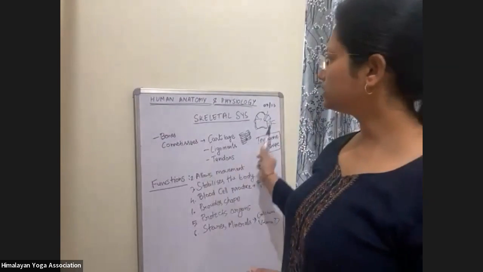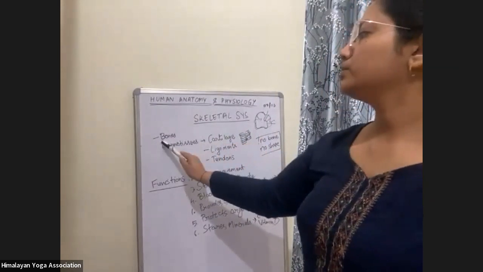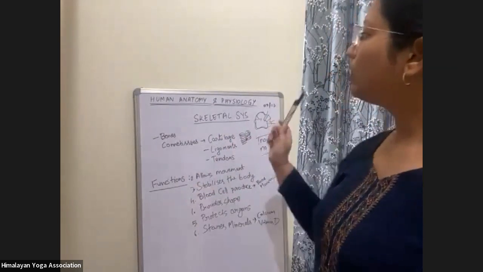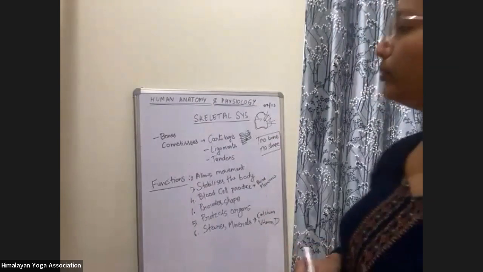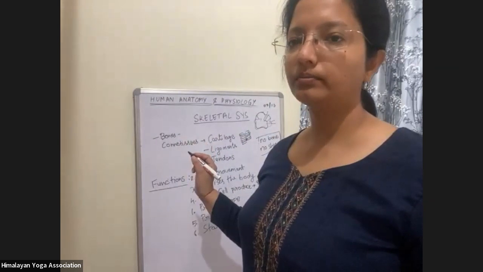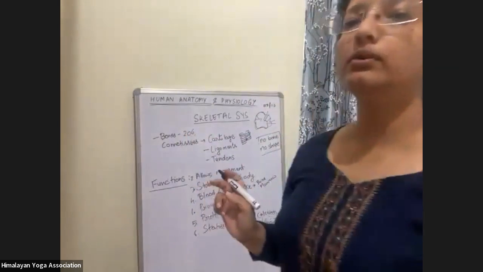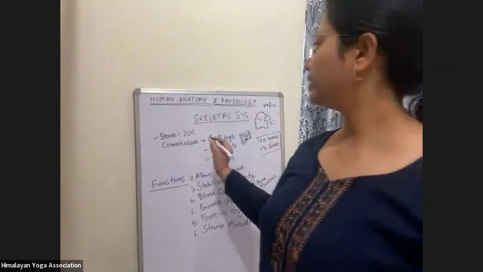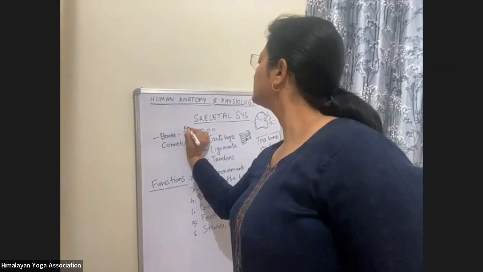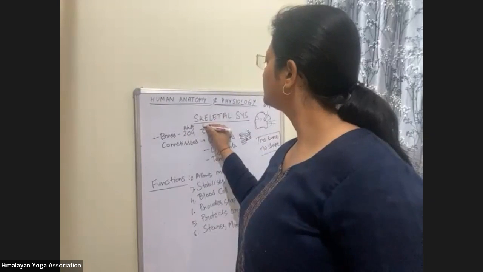Okay, so I will just repeat what we have studied in skeletal system. Skeletal system is composed of bones, cartilage, ligaments, and tendons. Functions of the skeletal system. Achha, how many bones do we have? An adult has how many bones? 206. Yes, 206. And a child has how many bones? 300. Yes. This is for an adult, and this is for a child. 306, yeah.